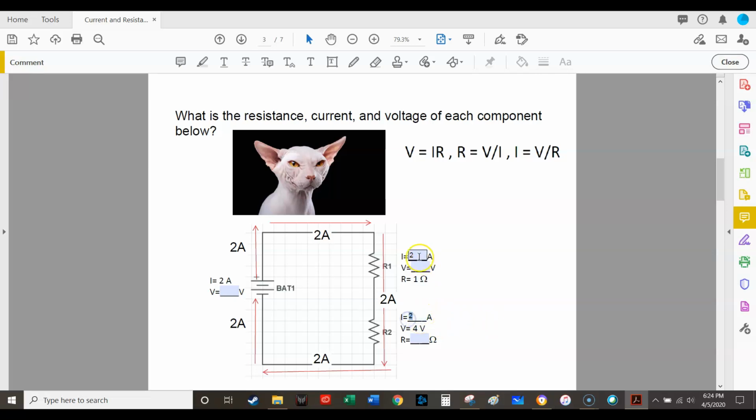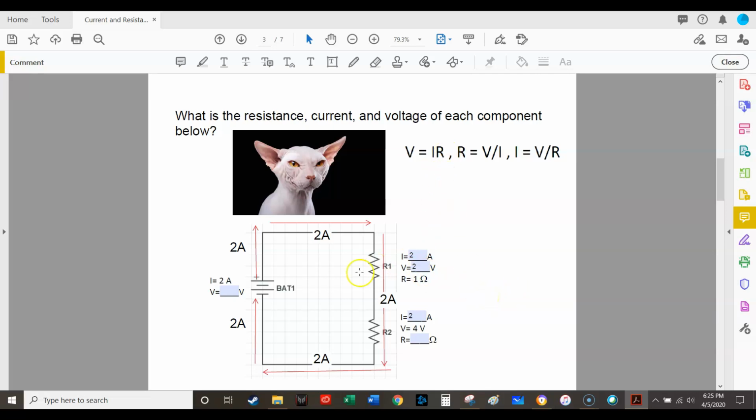Now that we know that, we could apply Ohm's law. Since we know two of the variables on this resistor, we could solve for the third. We have resistance and we have current. We need to find the voltage. Looking at this, voltage is equal to current times resistance. So 2 amps times 1 ohm is going to be 2 volts.